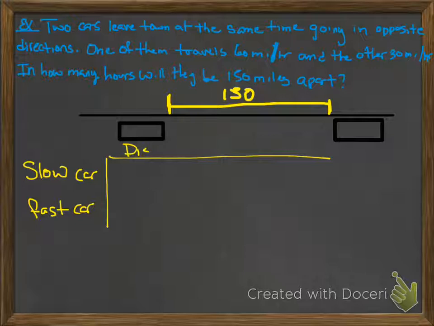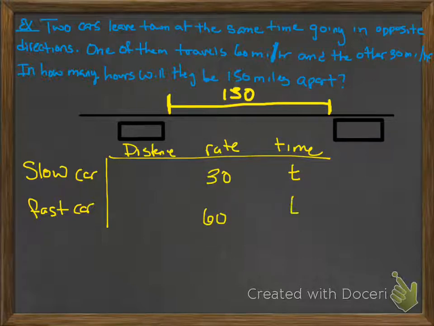And we got distance, rate, and time. And again, I have my rate. So the slow car is going 30 miles per hour. The fast car is going 60. It will be at the same time, because they're at the same time they're going to be how far apart. So the distance of the slow car and the distance of the fast car.